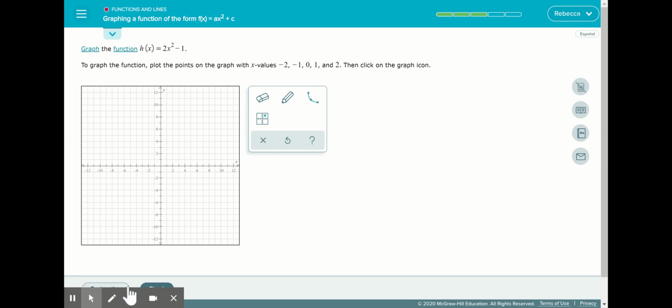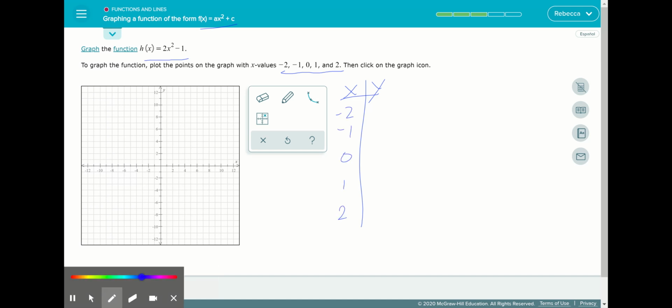All right, so we are going to graph the function in the form ax squared plus c. And we want to graph the function, specifically 2x squared minus 1. So we want to plot the points on the graph with x values -2, -1, 0, 1, and 2. So we're going to create an xy table and plug in the x values into our function.